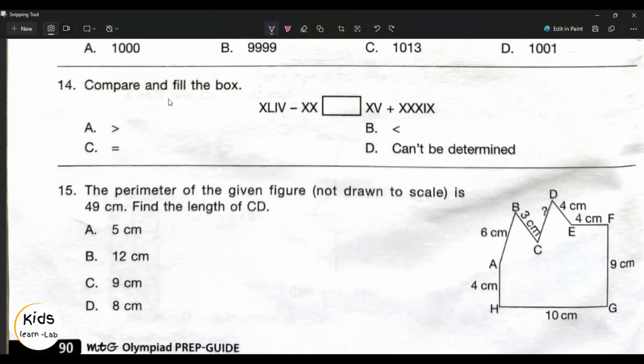14th question. Compare and fill the box. So Roman numbers are given. We have to compare between these two Roman numbers. So XL is nothing but 40. IV is nothing but 4. 44 minus 10 plus 10 is 20. So 44 minus 20 is nothing but 24.